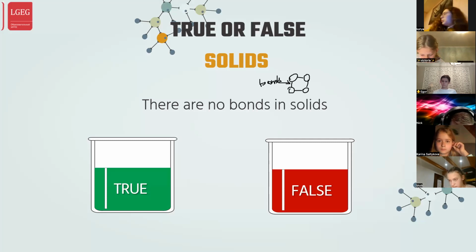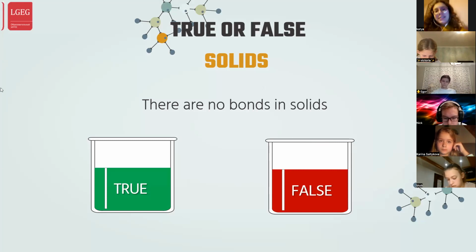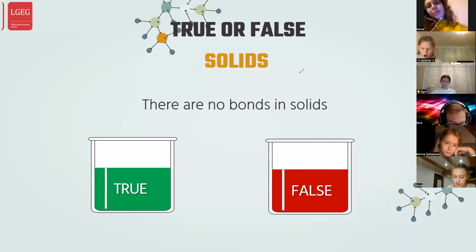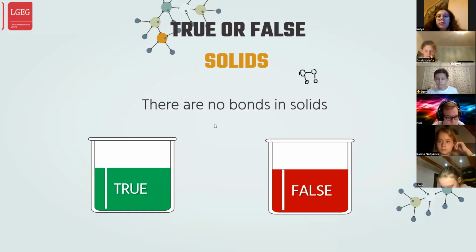Let's see. Kari thinks it's true. Igor thinks it's false. Anya thinks false. Karina, true. Okay. Let's check. This one is actually false. There are bonds in the solid. So actually, the particles are fixed together and they don't move around because they have these bonds that hold them in place. So solids do have bonds.